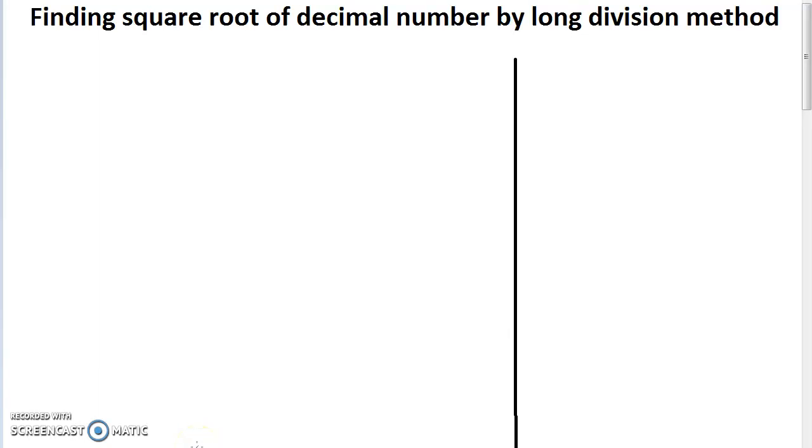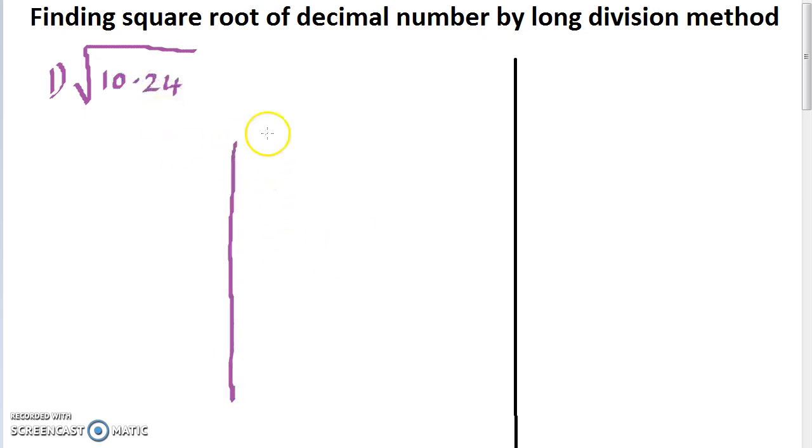Hello everyone, today we'll be learning to find the square root of a decimal number by the long division method. Let's take a question, that is the square root of 10.24. First, let's place it in a long division format.